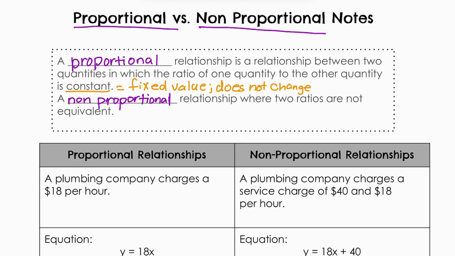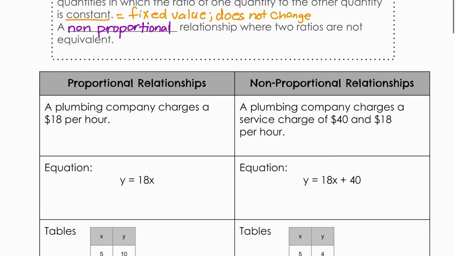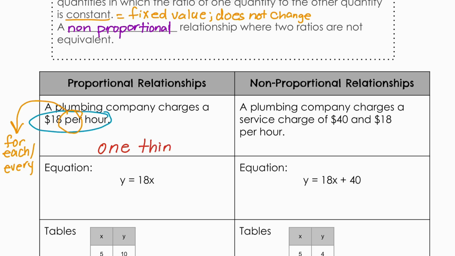Looking at proportional relationships in word problems, it says a plumbing company charges $18 per hour. What does per mean? Per means for each or every. Are we talking about more than one thing? No, we are not. So this word problem shows proportionality.